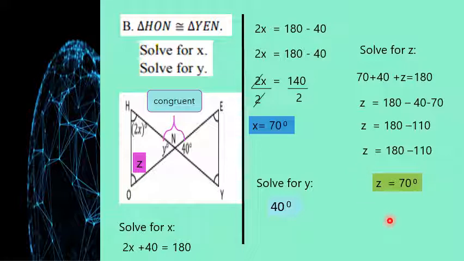Now, as you can see, we're going to check if the triangle is 180 degrees. Let's add 70 plus 70 is 140, plus 40, that is 180 degrees. So it means that is correct, because when we add these three angles, we need to have 180 degrees.